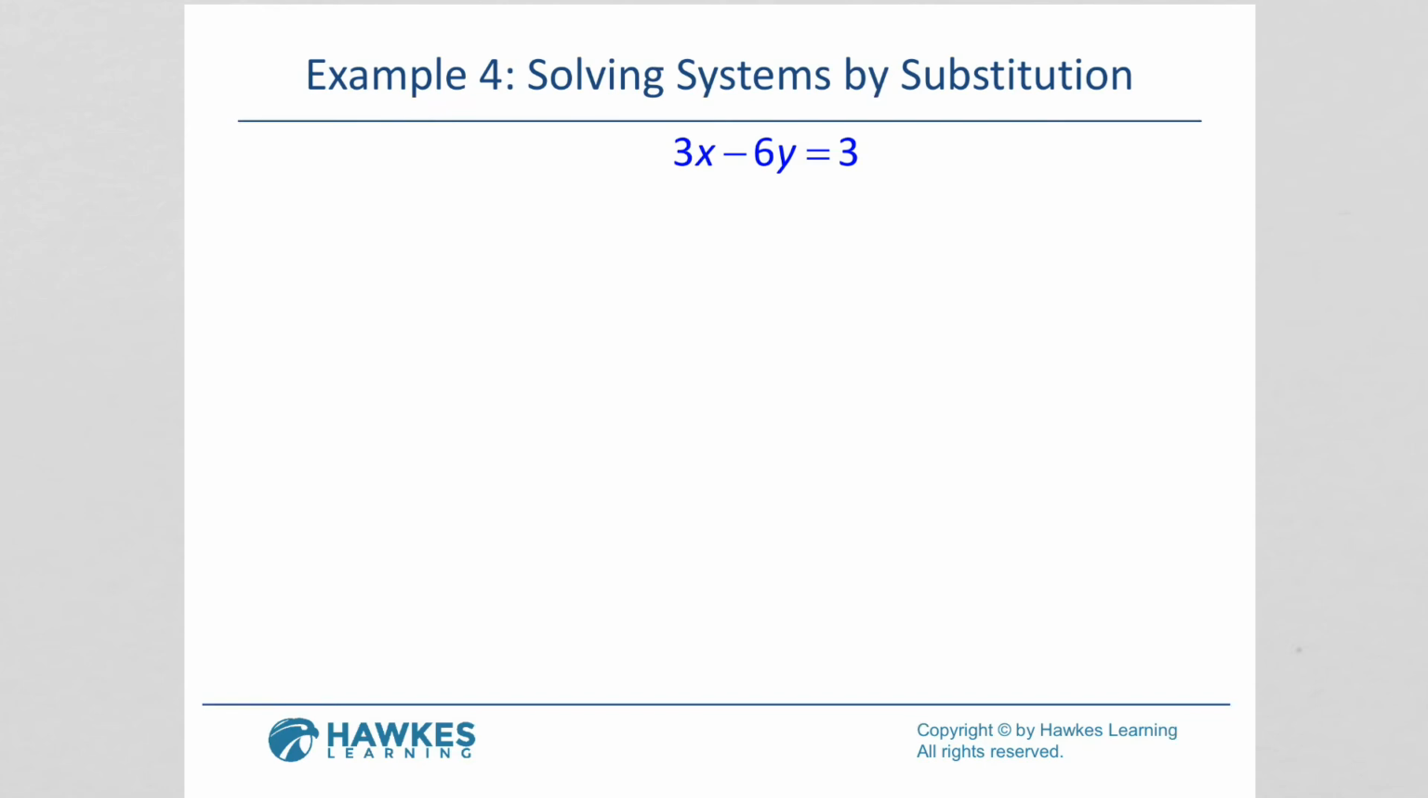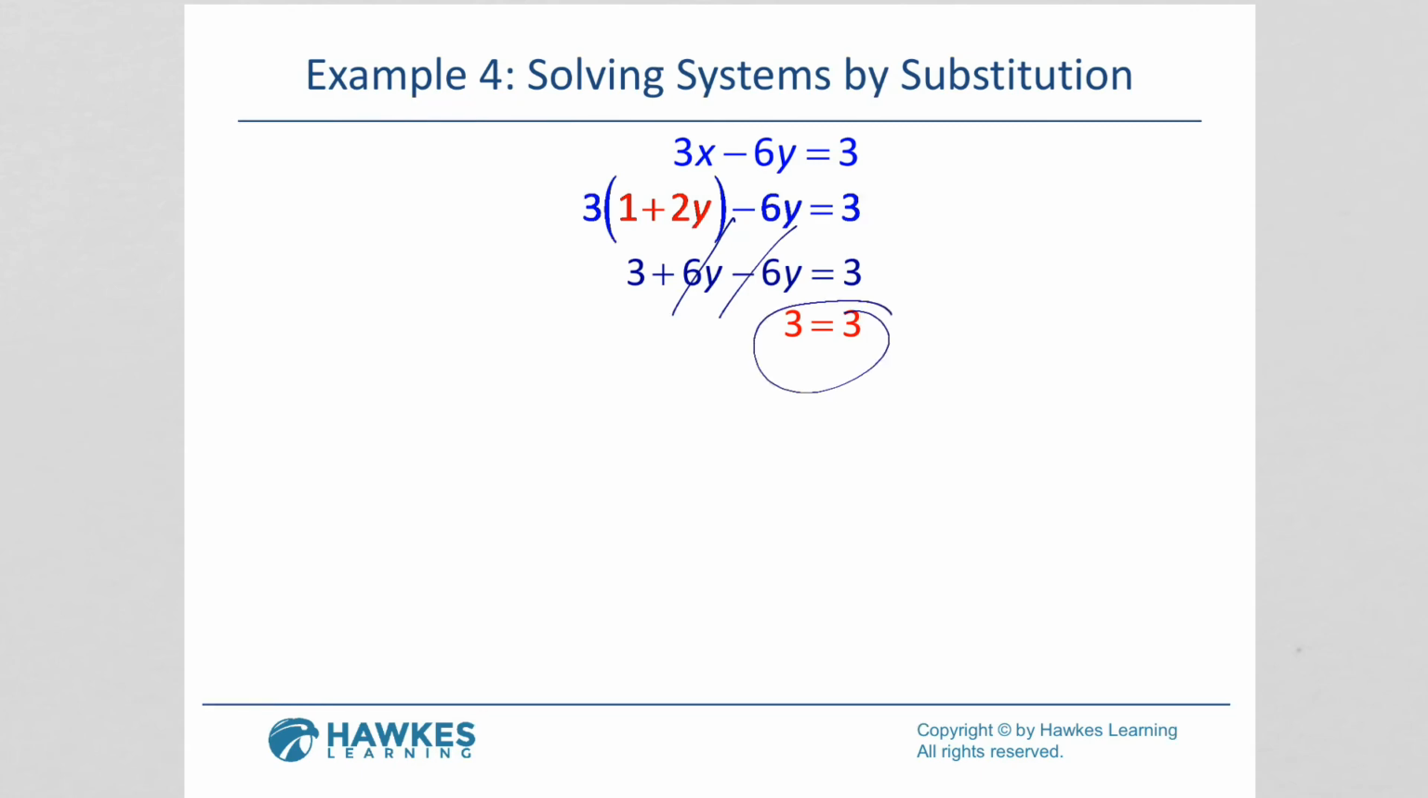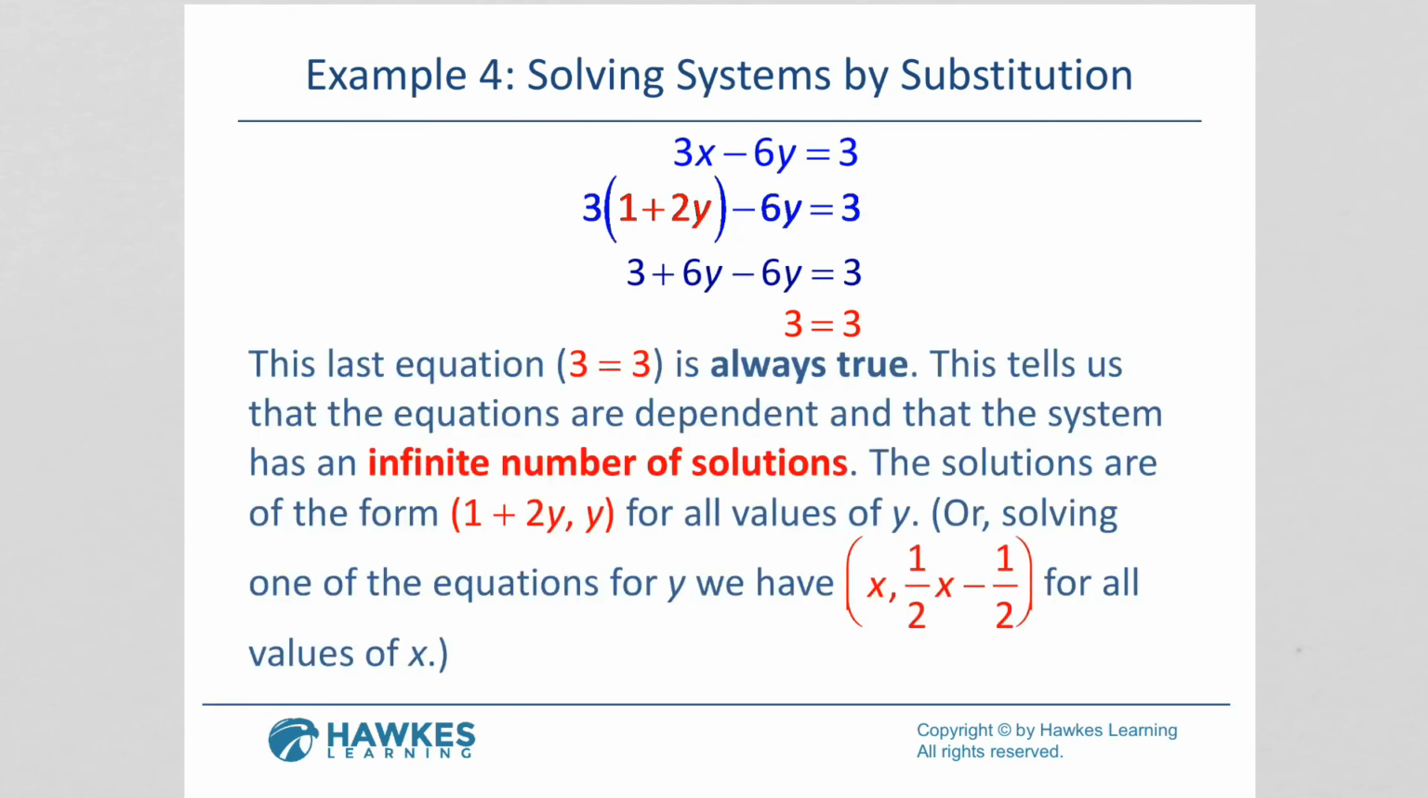3x minus 6y equals 3. Substituting 1 plus 2y in for x, I have 3 times 1 plus 2y minus 6y equals 3. When I distribute, I have 3 plus 6y minus 6y equals 3. And I have 3 equals 3. And once again, the plus 6y and the minus 6y are going to add to 0, and I have 3 equals 3. This last equation, 3 equals 3, is always true.